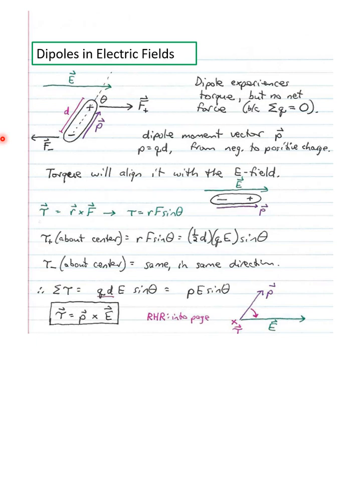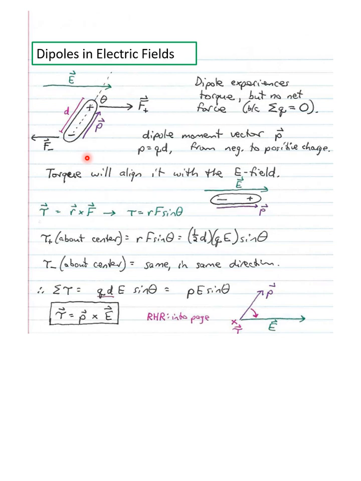In an earlier section in this chapter, you got an introduction to electric dipoles, and now we're going to look at how dipoles behave in electric fields. So here's a dipole. You've got a plus on one side and negative on the other side.